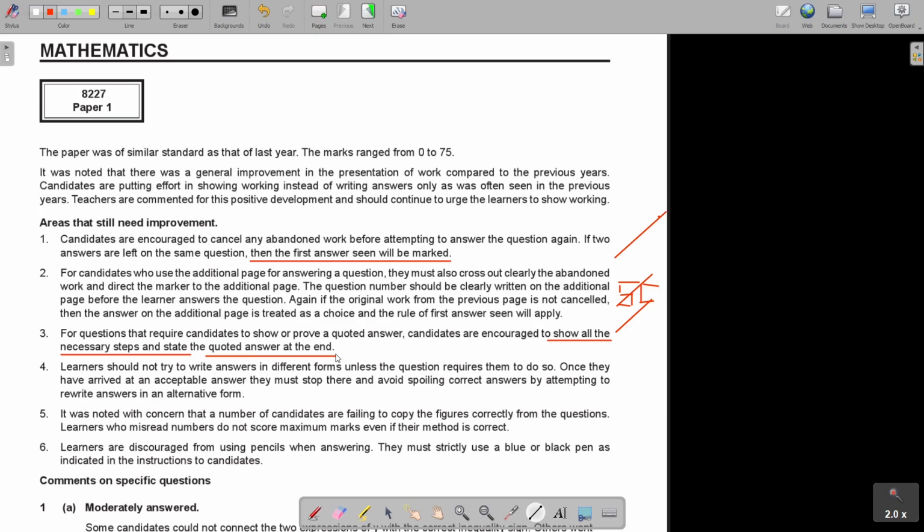Okay. Learners are discouraged from using pencil when answering. So when you do the important stuff, don't use pencil. They must use a blue or a black pen as indicated in the instructions. Okay, you can only use pencil when you do graphs and things. But for your formal answering, make sure, and don't first write it in pencil and then think you will later write it in pen. No, the time is limited. You will not get time to do that. So write in pen.